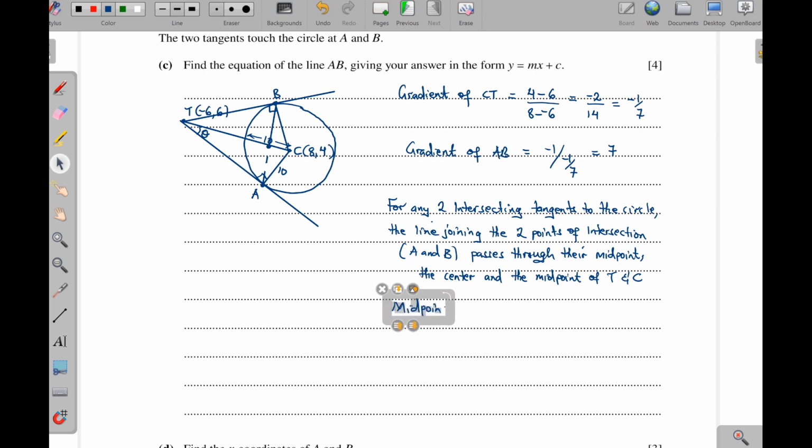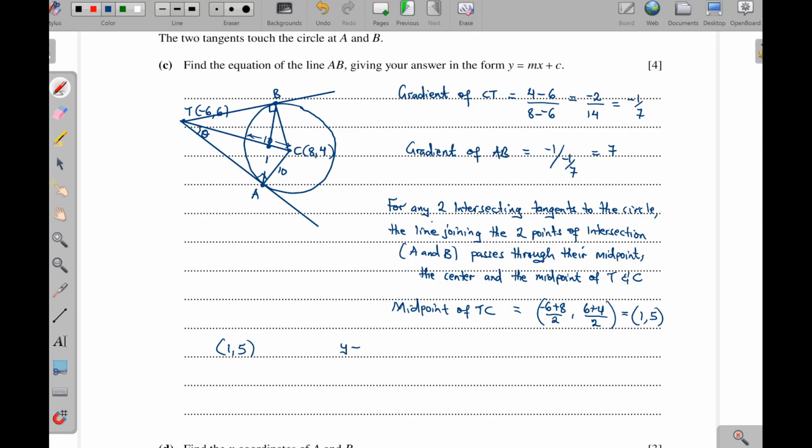So the midpoint of T and C, let me just write the midpoint of TC. Then this one is going to be negative 6 plus 8 divided by 2. And then you have 6 plus 4 divided by 2. What does this one give us? 8 minus 6, that is a 2 divided by 2, that will be a 1. Then 10 over 2, that will be a 5. Now I'm having 1, 5.